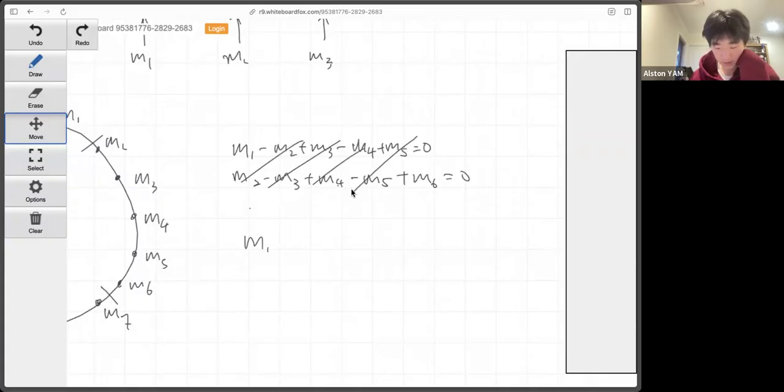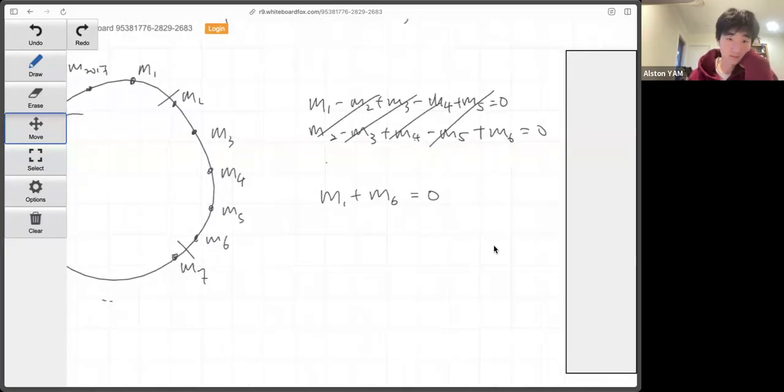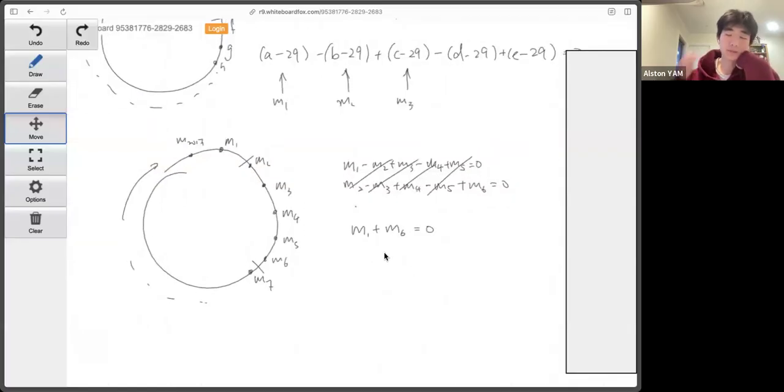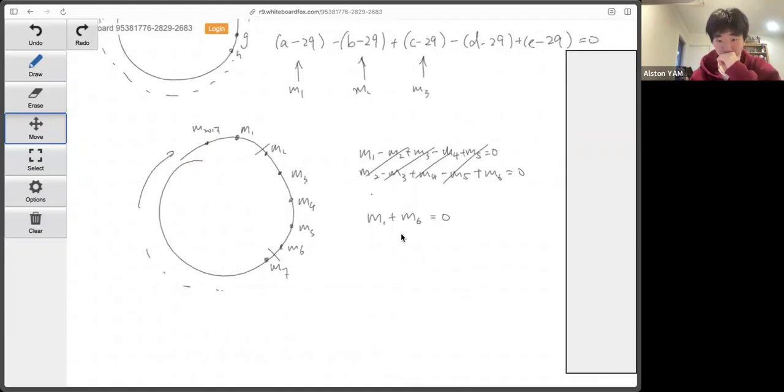Then I'll get M1 plus M6 is equal to 0, right? Because the only restriction on M is that it's an integer, so that can actually happen. If all M's were non-negative integers, we'd be done already, because then that just means they're 0. But in this case, M can actually be negative integers, so we need to go further than this. Okay, so we have M1 plus M6 is equal to 0.